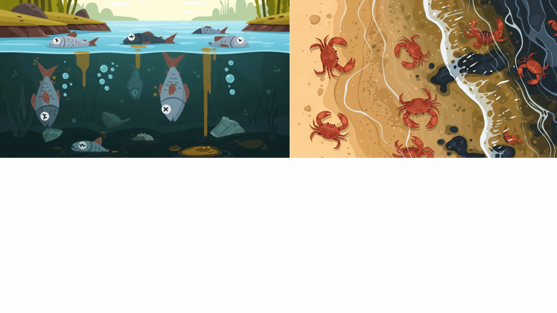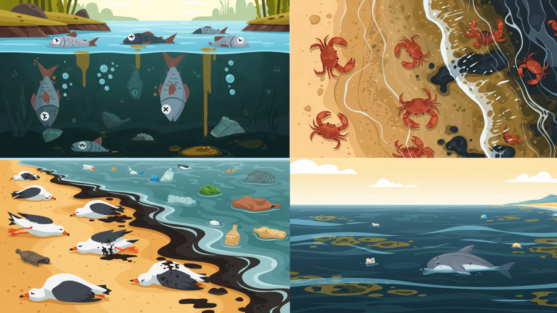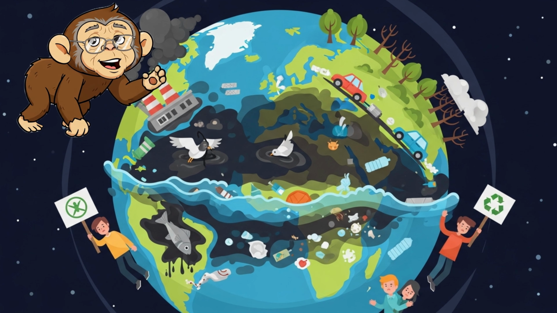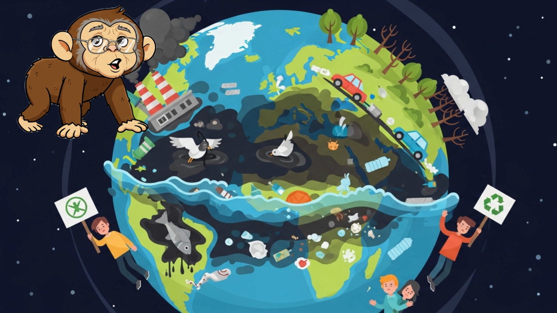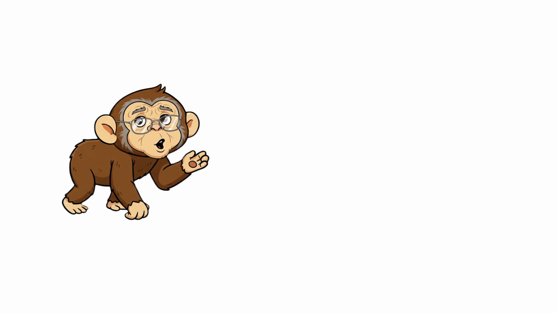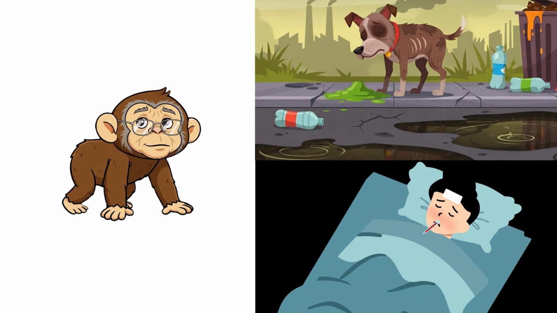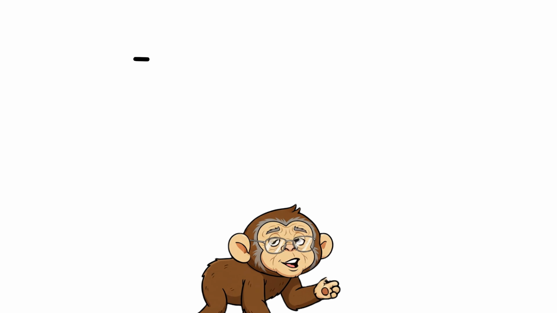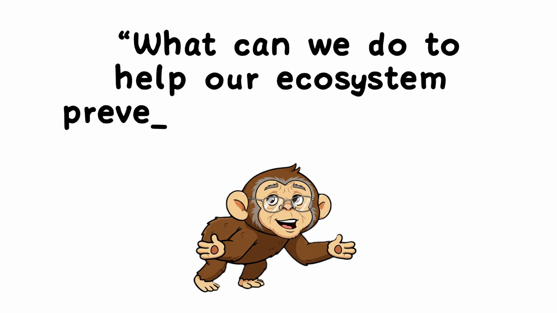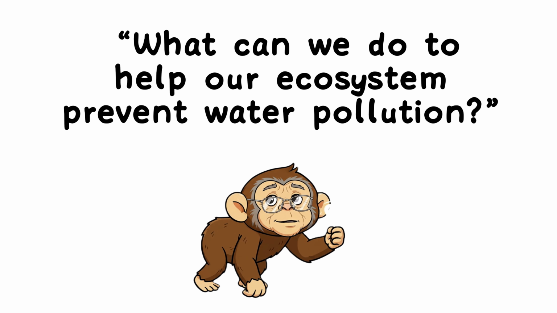Fish, crabs, birds, and dolphins die, and many other animals often drift at sea, killed by pollutants in their habitat. And all of these factors ultimately damage the ecosystem, threatening life on Earth. So now that we know the root causes of water pollution and the fact that it can make humans and animals seriously ill, even to the point of causing death, the next life-saving question is, what can we do to help our ecosystem and prevent water pollution?